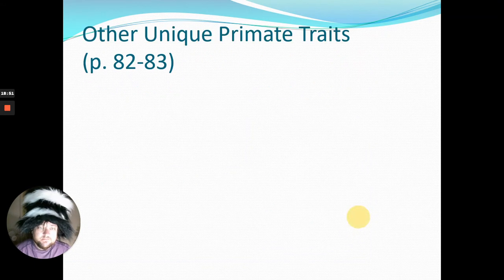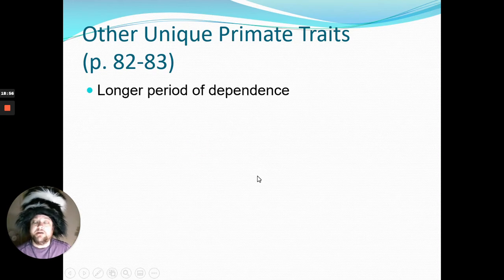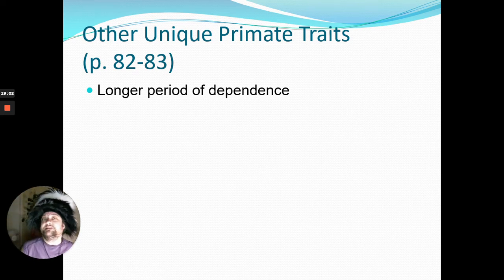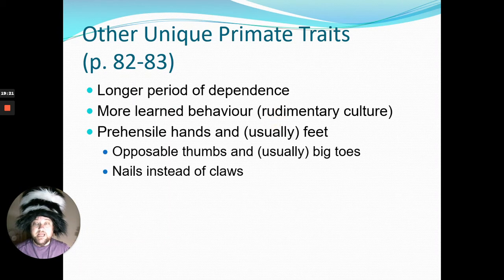We have fewer teeth than other mammals. There are some other unique primate traits that you'll learn about when you read these pages here. As young ones, we're dependent on our parents for a longer period of time. That's because it takes our brains longer to develop, okay? And we rely more on learned behavior. So even non-human primates, and the more closely related to us that they are, the more they have signs of rudimentary culture. All primates have prehensile hands, meaning we can grab things like a pen or a screwdriver or a branch, right?